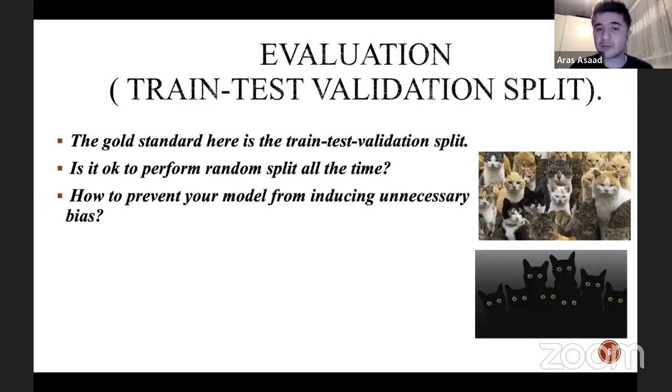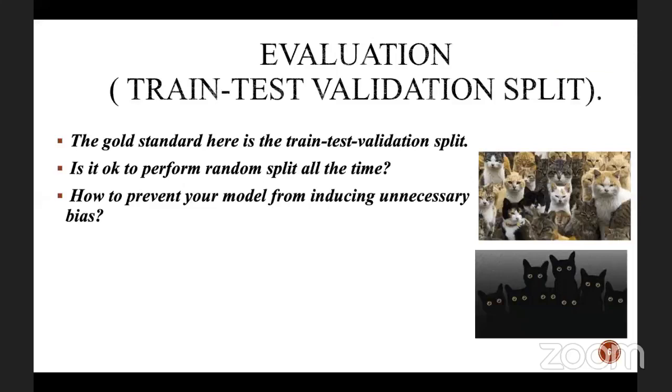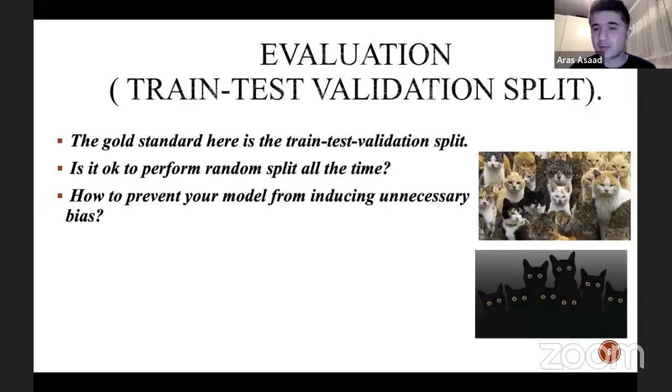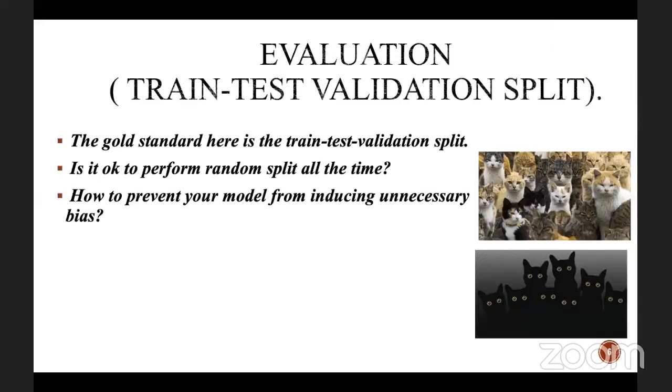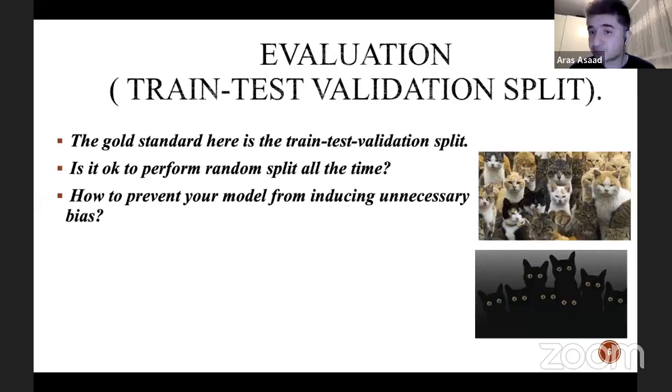Then how do you prevent your model from inducing unnecessary bias? Bias means that there is some sort of hidden bias in your data, or maybe even in your model design. So you need to prevent it. Again, let's take an example. You train your system based on images that are coming, let's say, from the Middle East, okay? And then you take your model and you want to test it in China, okay? You need to be aware that your data is from a very specific geographical region, and you're taking this model into another place. Is that okay? Or is that not okay?